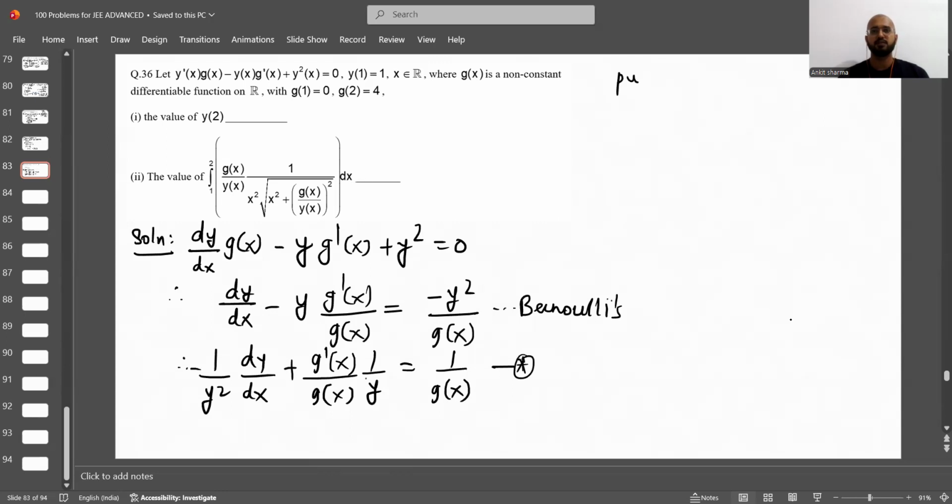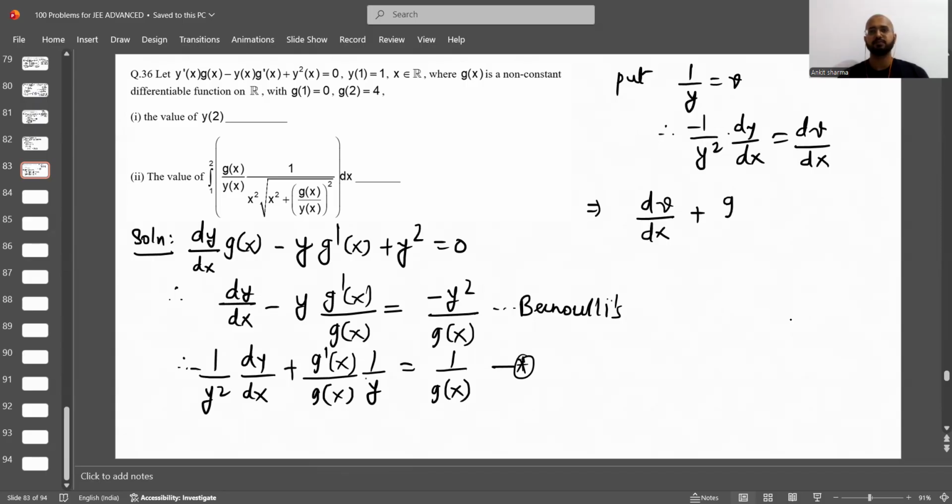So we will now put 1 over y equal to some other variable, let's say v. Therefore minus 1 over y square into dy over dx is equal to dv over dx. Now I can resubstitute this, and this gives me dv over dx plus g dash of x over g of x into v is equal to 1 over g of x. Now this is a complete LD of order 1 and degree 1. Now we can solve this by finding the integrating factor.